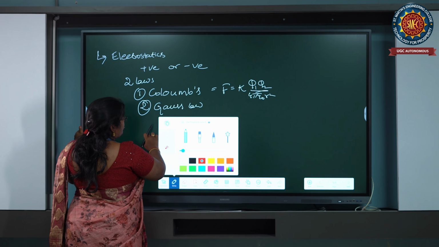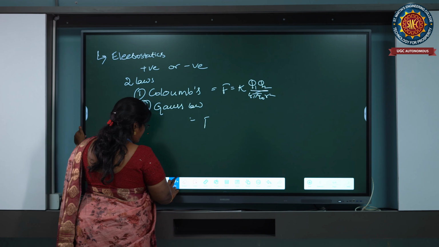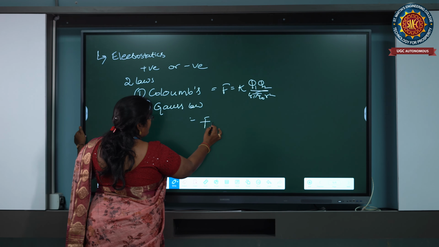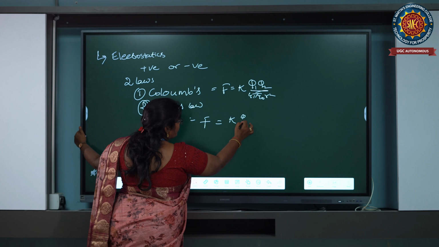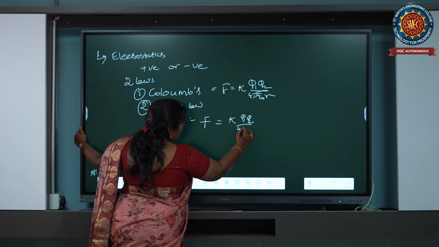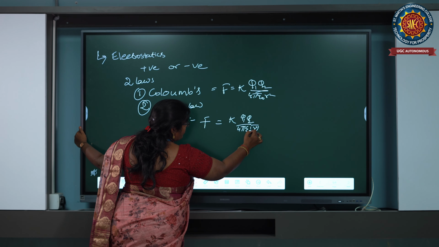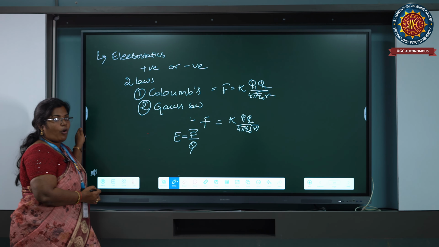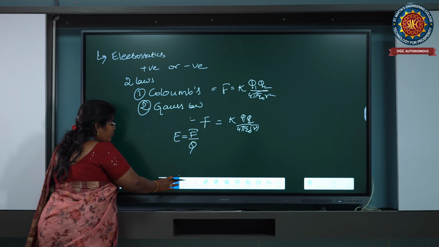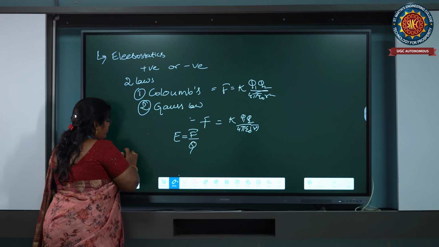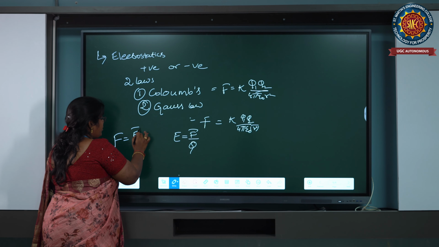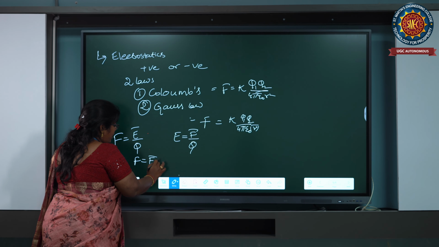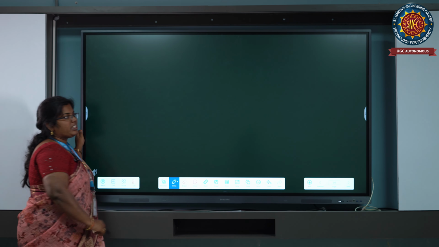Coming to Gauss's law, the force can be generated as F equal to K equal to Q1 Q2 by 4 pi epsilon naught R bar cube. So the electric field, E bar equal to F bar by Q. Coming to different point charge distributions, which we can vary with a vector, it means E bar equal to F bar by Q. When we are finding the force due to n charged particles, these are the different charged particles we can observe.